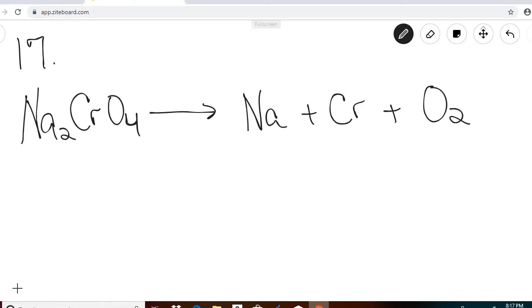Okay, so 2 sodiums on the left side, so let's put a 2 there to get the sodiums. Chromiums are okay. We have 4 oxygens here, and we can get 4 there by doing that. So that is now balanced.